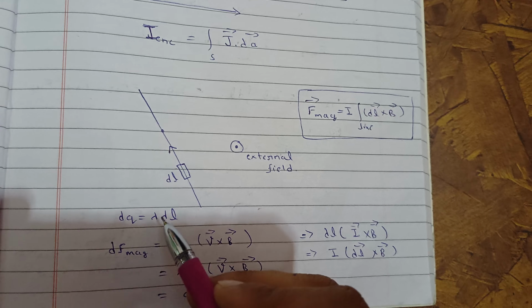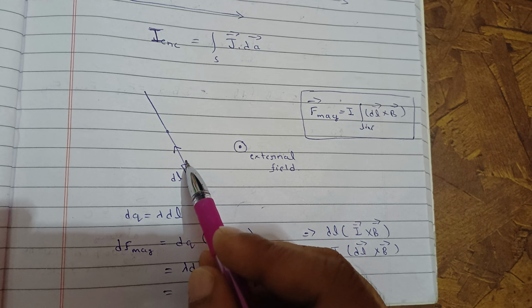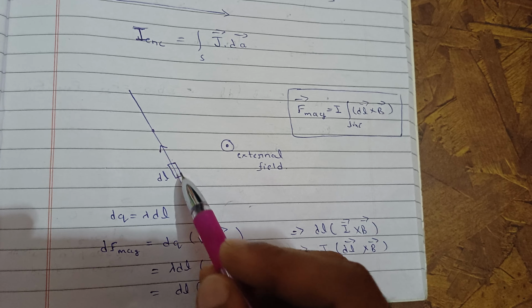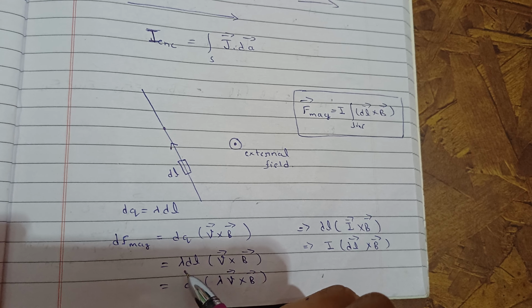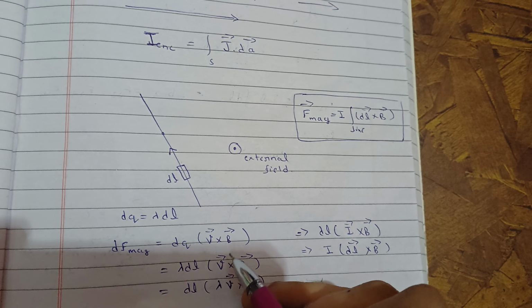So dq will be lambda dl, charge per unit length multiplied by dl will give you the total charge moving, and we know from the Lorentz formula q v cross B. So dq v cross B, in place of dq we will write lambda dl v cross B.